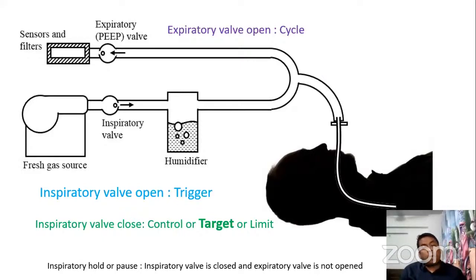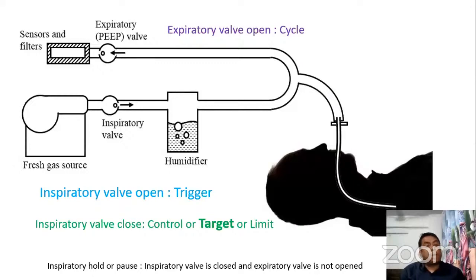The process of opening the inspiratory valve is called trigger. After delivery of a preset amount of tidal volume or pressure, the inspiratory valve is closed. The process of closing the inspiratory valve is called control, target, or limit. Then the expiratory valve is open. The process of opening the expiratory valve is called cycle.